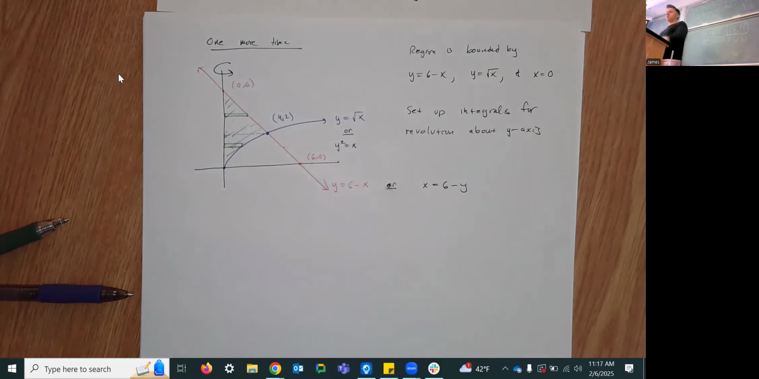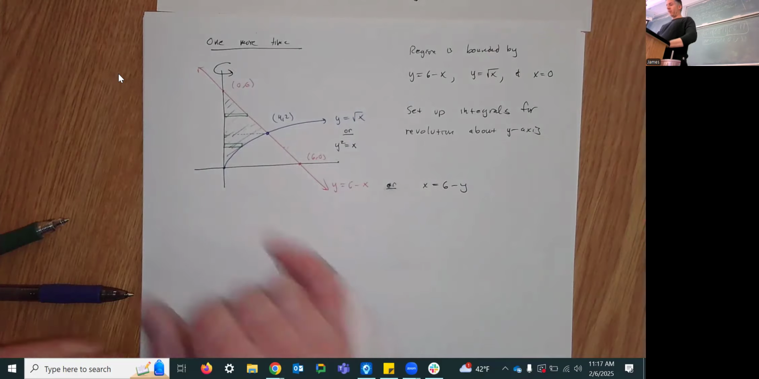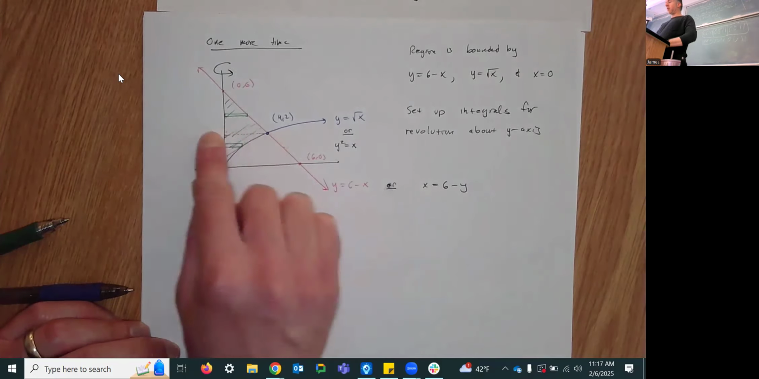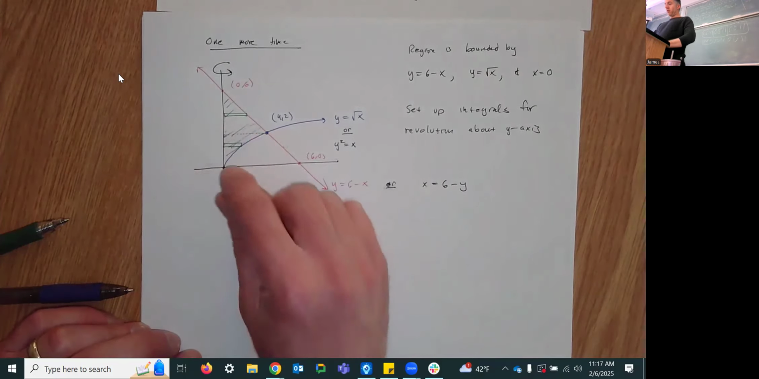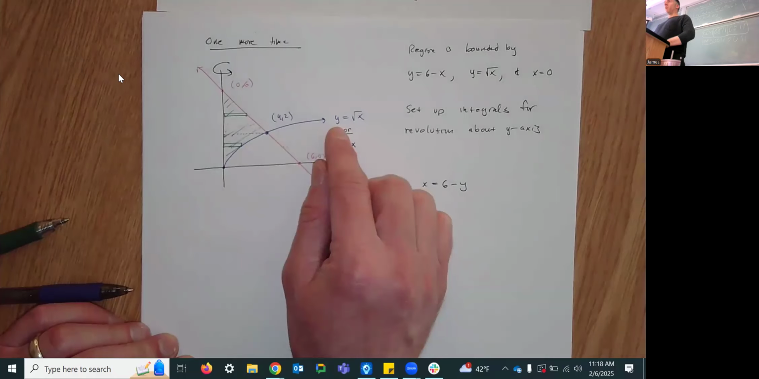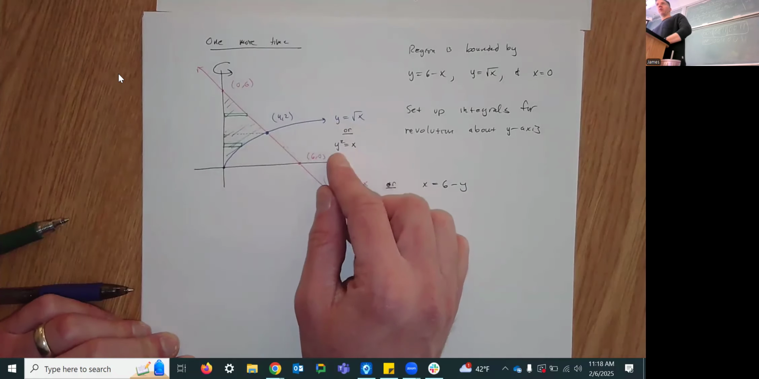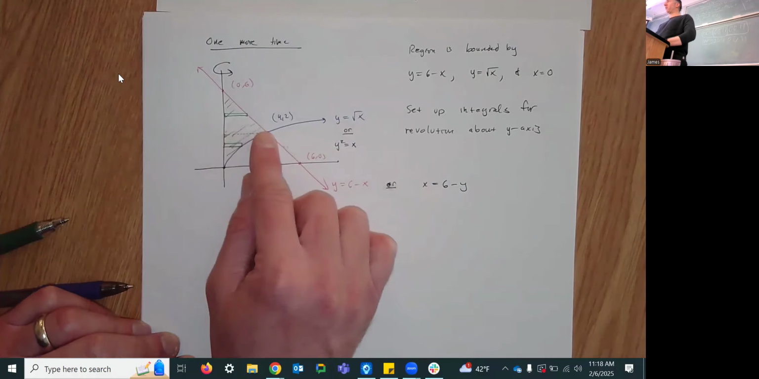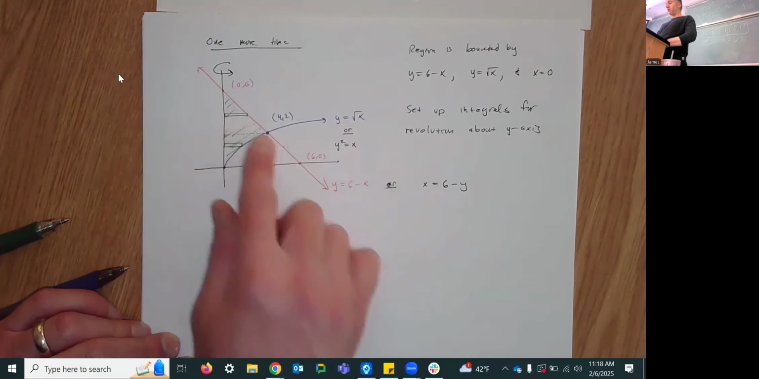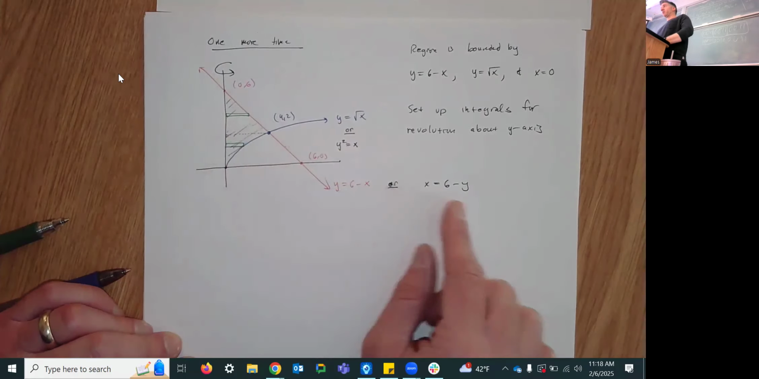All right, let's take a look. I've drawn little horizontal strips, and they had to be horizontal because they have to be perpendicular to the axis of rotation, and the axis of rotation is vertical. If we draw it lower than the line y equals 2, the right-hand boundary is y equals root x, or x equals y squared. If we draw it above the line y equals 2, our right-hand boundary is y equals 6 minus x, or x equals 6 minus y.